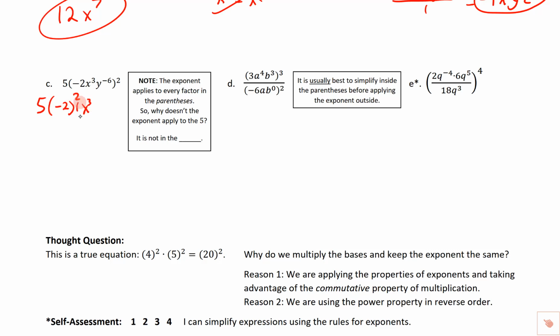Then we've got x to the 3rd raised to the 2nd. Then we've got y to the negative 6 raised to the 2nd. Now I'm showing tons of work here. I will do a couple with a shortcut on the next few. So here's what we get.